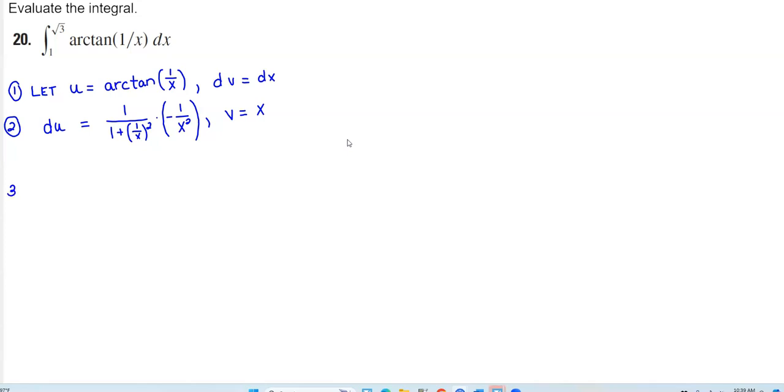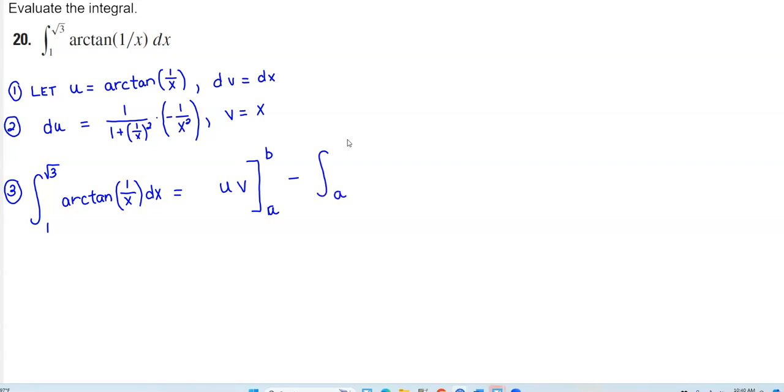Okay, so now in step number 3, we're going to write down the original problem. So we're going from 1 to the square root of 3, and we have the arc tangent of 1 over x dx. So using the integration by parts formula, we have u times v going from a to b minus the integral going from a to b of v du.